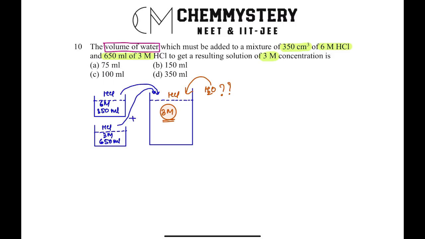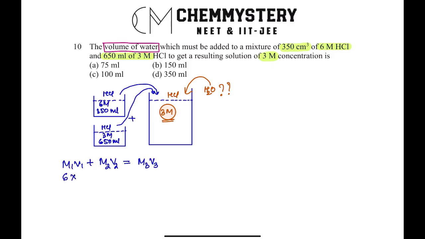Done. What I can use here is, because two solutions are mixed together, M1V1 plus M2V2, these two mixed to give M3V3, the new solution which has been prepared. M1, the molarity of the first stock solution, is 6 into volume 350, plus the molarity of the second one is 3 into volume 650, is equal to the molarity of the new solution that we are preparing, 3, and the volume we don't know because we need to add water.